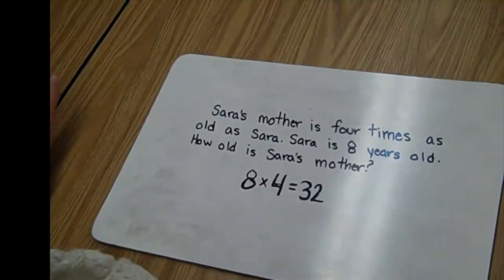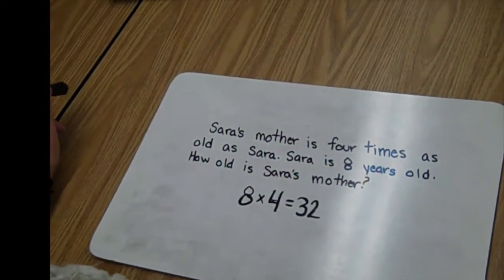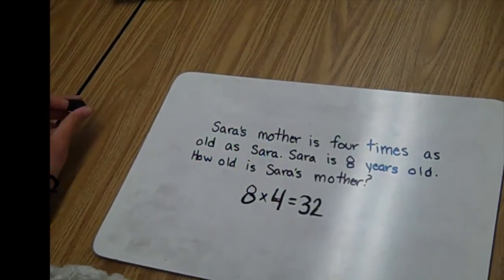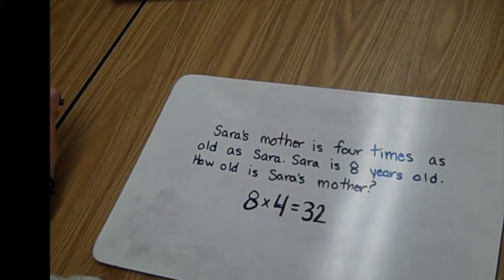The work in the standard is for students to be able to recognize a situation as a multiple comparison and then be able to write the multiplication equation that represents the situation. Sarah's mother is 4 times as old as Sarah. Sarah is 8 years old. How old is Sarah's mother?